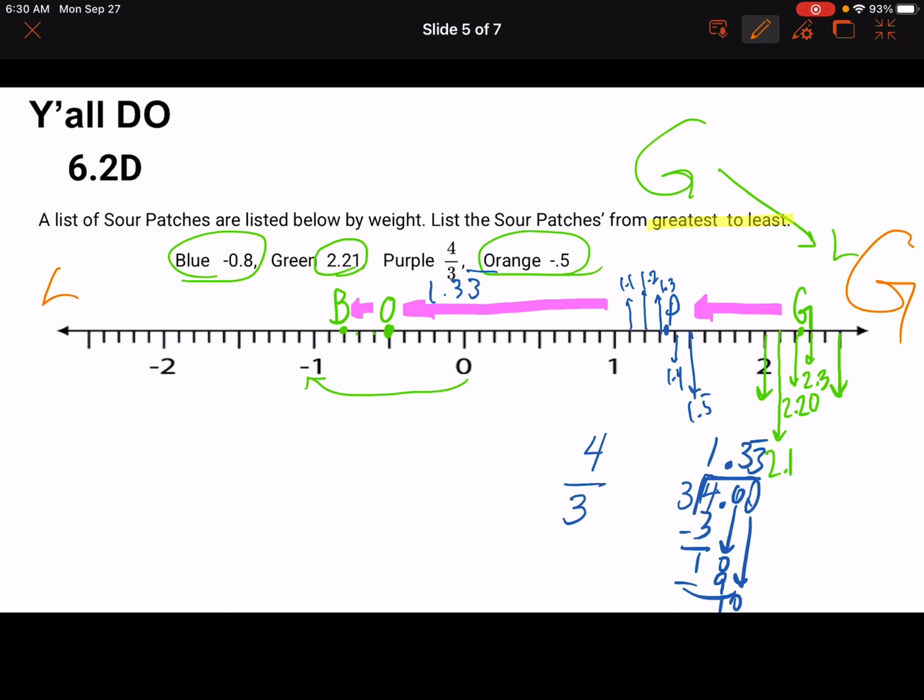So we've got our green one, 2 and 21/100. Then we've got our purple, 4/3. Remember to keep it in the original form. And then we've got orange, negative 5/10, and then negative 8/10. Basically, remember, to convert fractions to decimals, we're going to divide, correct?